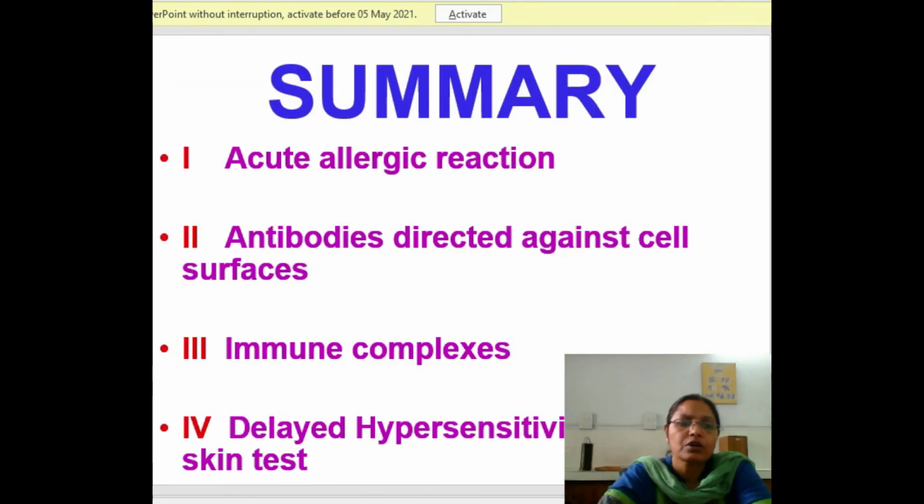So today we learned about the four types of hypersensitivity reaction. Type 1 is acute allergic reaction, type 2 is antibody directed against cell surfaces or antibody mediated, third is immune complex mediated, and fourth is delayed type of hypersensitivity reaction. I hope that you will understand the things of hypersensitivity reaction. Thank you.